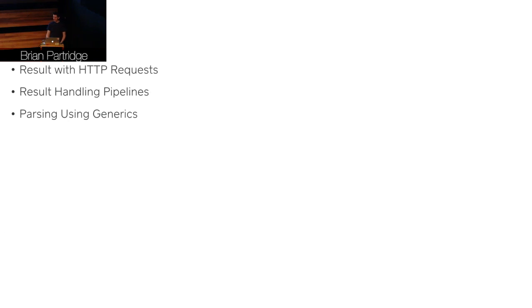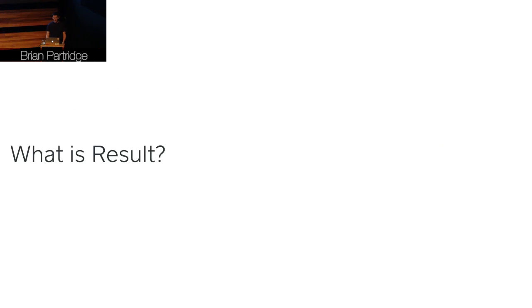So just a quick agenda. I'm going to introduce you to the result type, show you how you can use it with async operations, particularly with HTTP requests. Talk about how you can handle the results of using the result type, using pipelines, and then show you what we do with parsing the results using generics. So by the end, you should have some information that you can take back to your stuff and make it even more functional. But first, what is the result type?